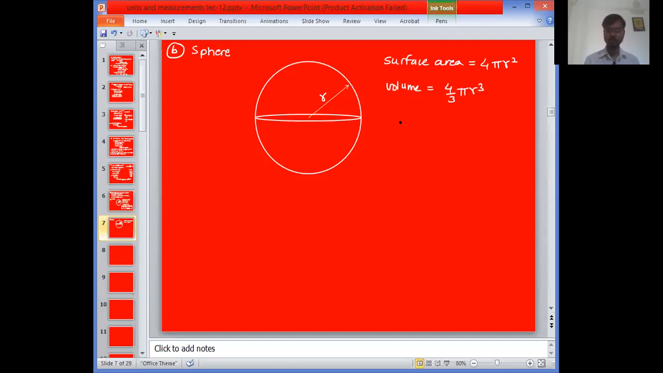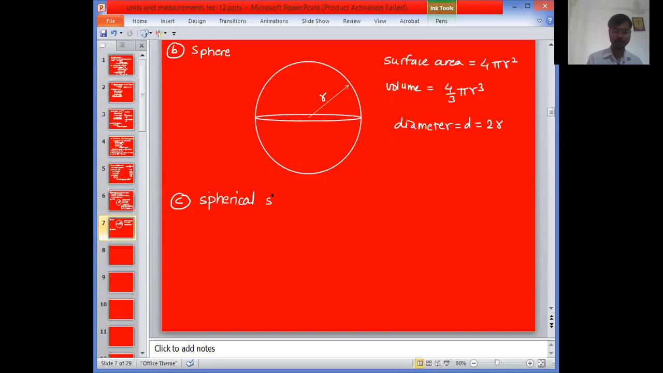Of course, the diameter of the sphere, or the diameter of the circle also, is equal to 2 times the radius. That also you already know. Just keep on writing. Now, the next object is spherical shell. This was the sphere. Now we will be having spherical shell.